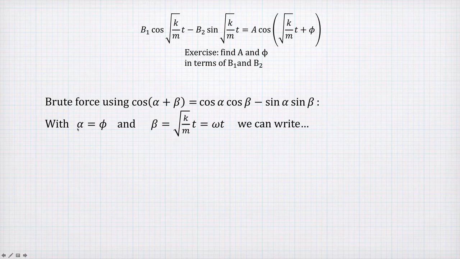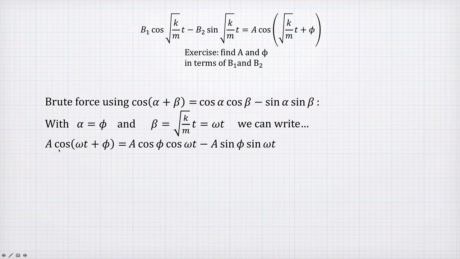So what we're going to do is identify alpha as phi. So here's our cosine function here that we're looking to find. There's a phi, so we'll call this alpha, and we'll call our beta in this trigonometric identity root k on m times t, or omega t. So this here is our beta. So we take that and we multiply the whole thing through by A, so we get A cos(omega t plus phi). According to this trig identity here, this must be equal to A cos phi times cos omega t minus A sine phi sine omega t.